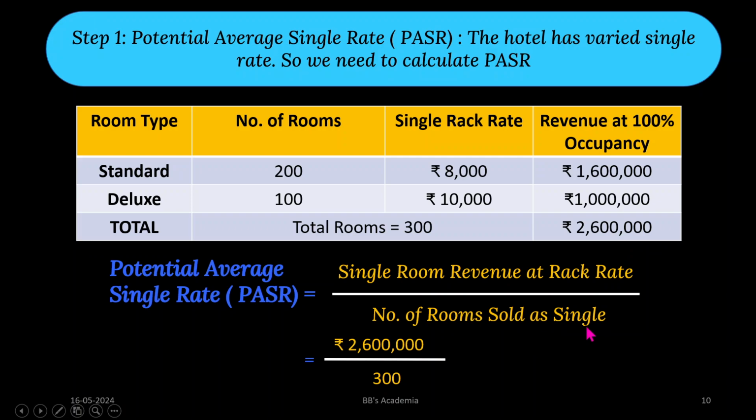Number of rooms sold as single is 300. Then this figure is the sum of the figures, that is rupees 8,667. Whatever the figure is, is not the factor. The factor is how it is to be calculated. So this is the way PASR, potential average single rate, is calculated. I think it is very simple, very clear in our mind now. Okay, let's proceed to the next.